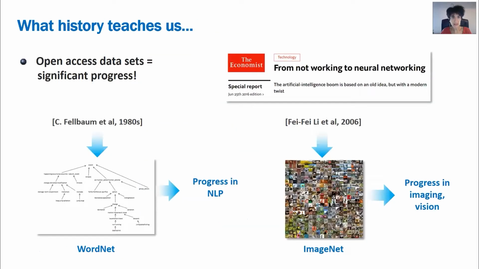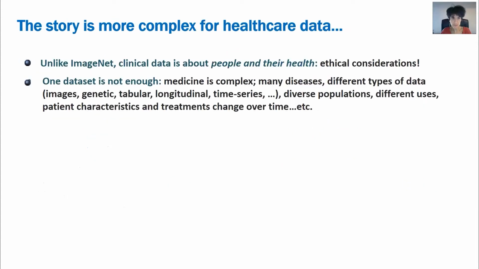The history of machine learning has taught us that in order to make significant progress in machine learning, we need open access to high-quality data sets. And indeed, the progress in natural language processing has been due to high-quality data sets, such as WordNet. And the progress in imaging and computer vision would not have been possible without ImageNet. More generally, the current artificial intelligence boom that is enabled by deep learning would not have been possible without high-quality, diverse data sets. The story is even more complex for healthcare data.